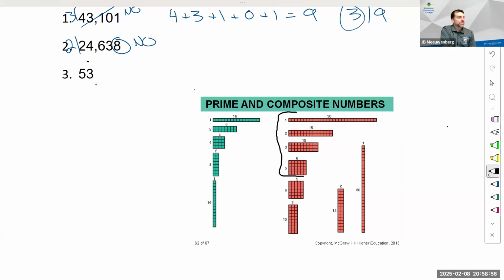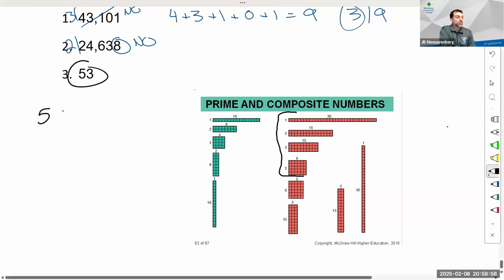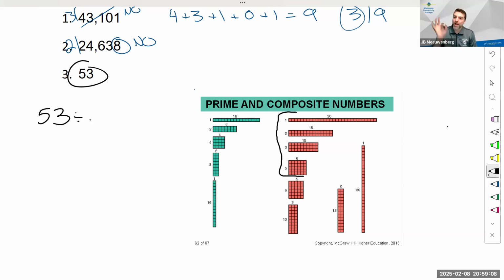So I'm going to show you my approach, and then I'll give you a formal divisibility test rule. If we take the number 53, and here's where you use your calculator, you're going to start dividing it by prime numbers. Divide by primes to check. So we're going to divide 53, and we're going to start with the smallest prime number, which is 2.